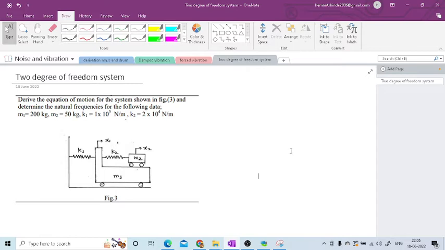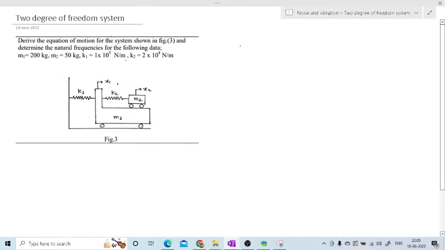Okay, now to solve this, I am going to start with the FBD of the given system. So here I'll draw the FBD of the given system. To draw the FBD, just see how many masses are given in the system. This is mass 1 and this is mass 2, which means they have given 2 masses, so I have taken the 2 masses.